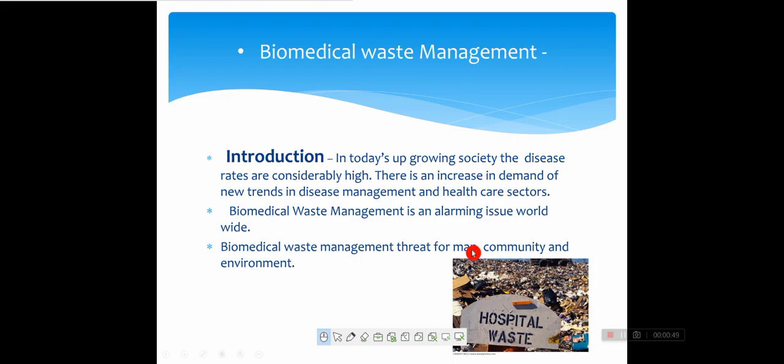In this contemporary world, the disease rate is considerably high. As we know that the disease rate is very high, and if the disease rate is high, the disease management rate also increases. So I think biomedical waste is an alarming issue nowadays. Biomedical waste is a threat for man, community and for the environment, as you can see in the diagram of hospital waste management.